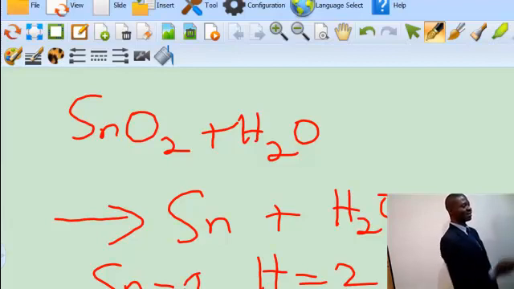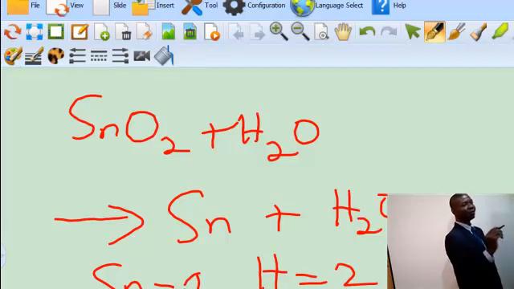Let's take them one after the other, as I've said. Tin is balanced, so we don't need to worry about it first. Then let's take hydrogen. We have 2 hydrogen at the left-hand side, and we also have 2 hydrogen at the right-hand side. We don't have a problem with that as well. But let's look at oxygen. At the left-hand side, we have 2 plus 1, which is 3. At the right-hand side, we have only 1. Now, let's do it this way.